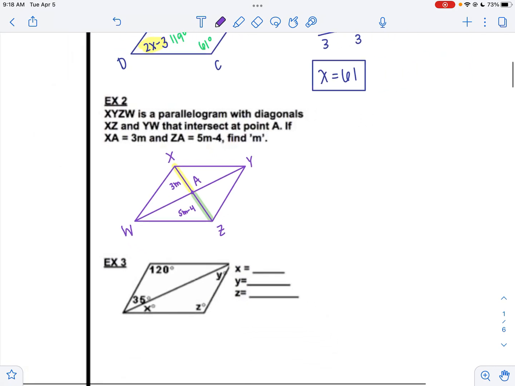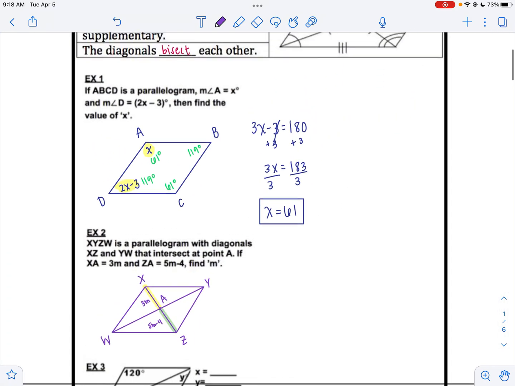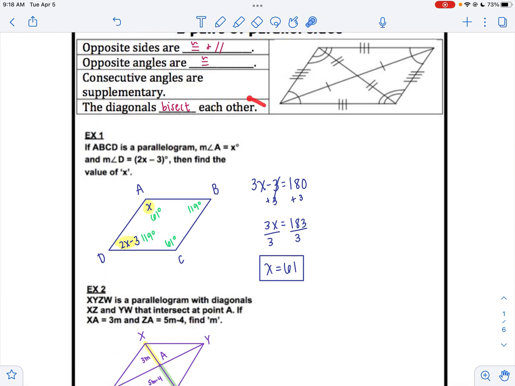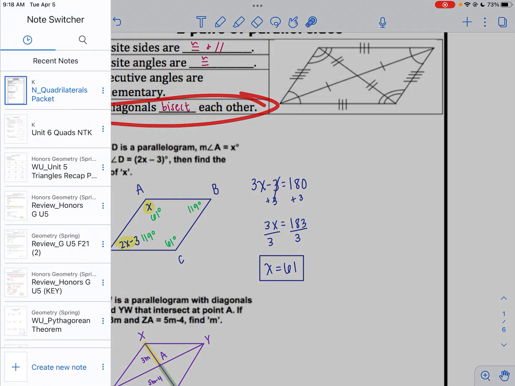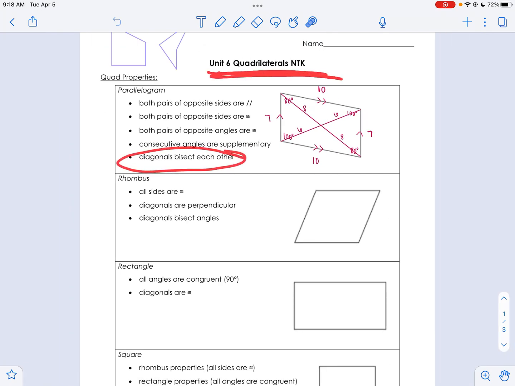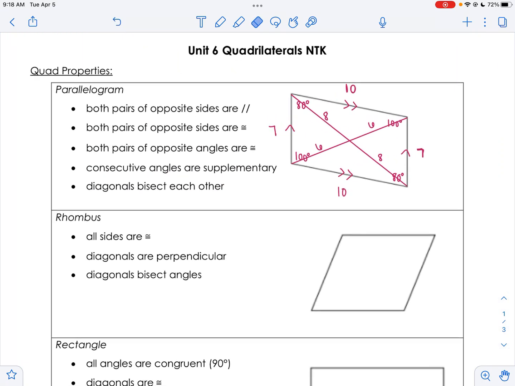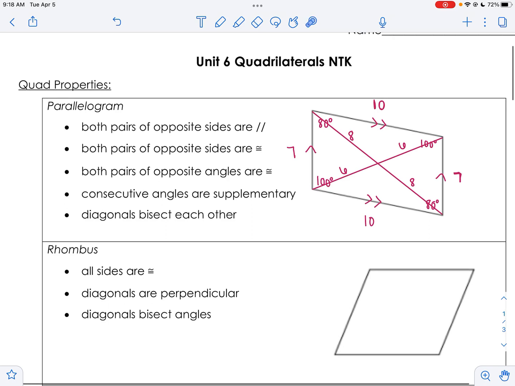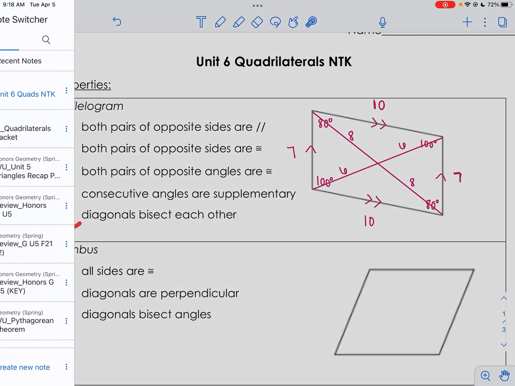Now, because this is a parallelogram and we're talking about the diagonals, I had this rule back up here that the diagonals bisect each other. And I can also find it on this formula chart right here. The diagonals bisect each other. And what's nice is that you'll be given this formula chart for your assessments, so you don't have to worry about trying to memorize all of these rules. You just have to know how to use them.